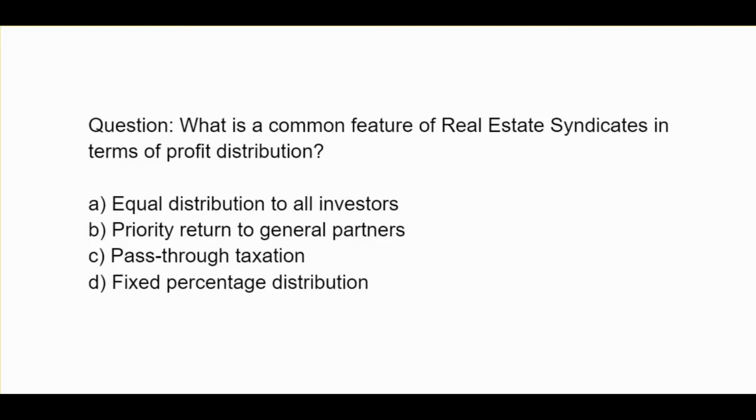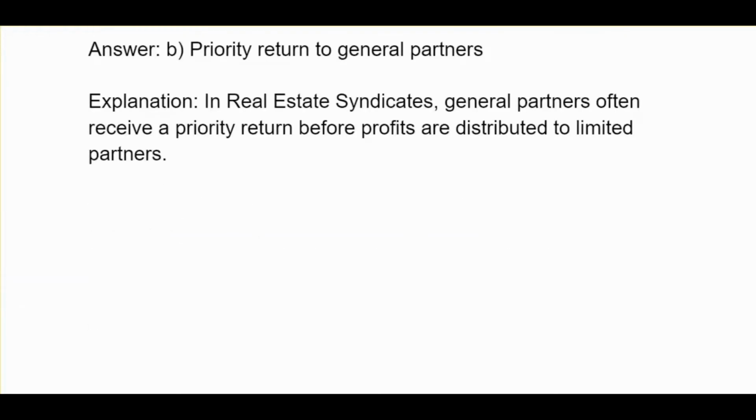What is a common feature of real estate syndicates in terms of profit distribution? A, equal distribution to all investors. B, priority return to general partners. C, pass-through taxation. D, fixed percentage distribution. B, priority return to general partners. In real estate syndicates, general partners often receive a priority return before profits are distributed to limited partners.